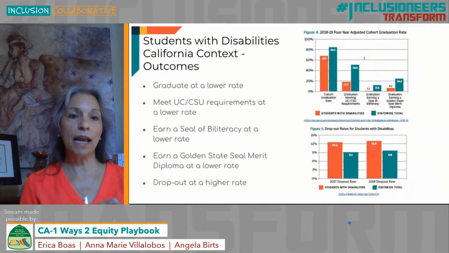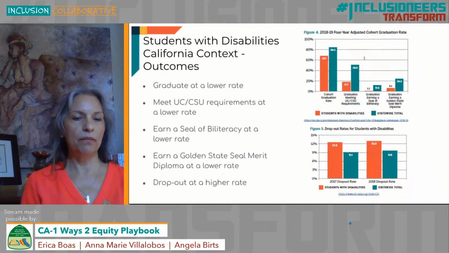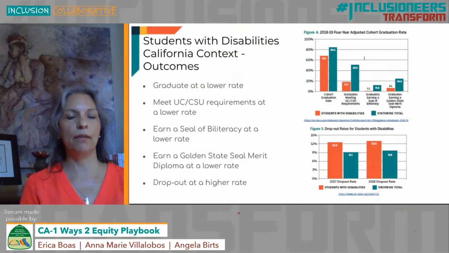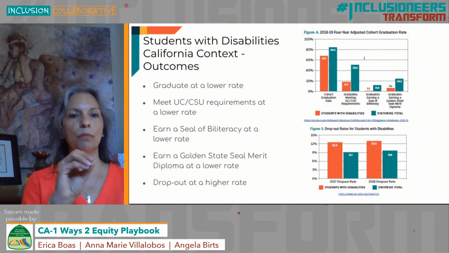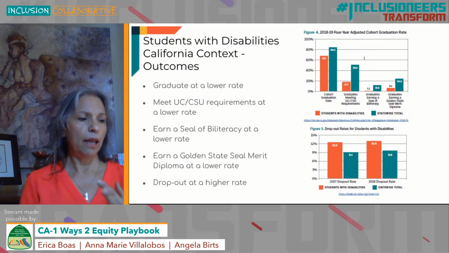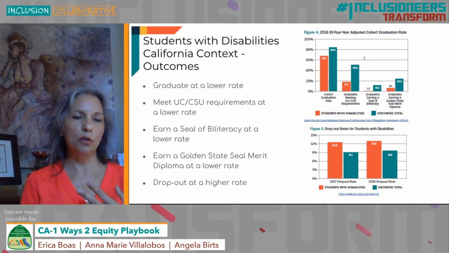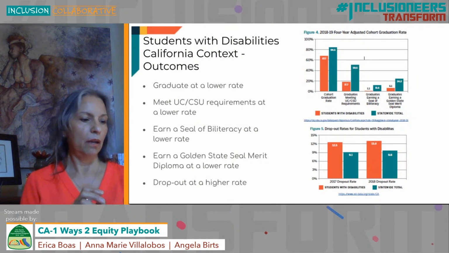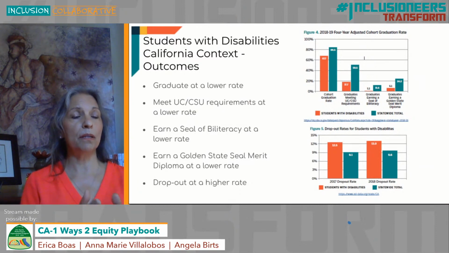This slide looks at outcomes for our students with disabilities within the state of California. This is really, for me, the humanization of the data. These are the outcomes. These are the long-term effects of the education that we are providing our students with disabilities. They graduate at a lower rate from high school. Fewer meet the UC and CSU requirements. Fewer earn a seal of biliteracy. Fewer students with disabilities earn a Golden State Seal Merit Diploma. And the one thing that our students with disabilities unfortunately do at a higher rate is drop out of school.